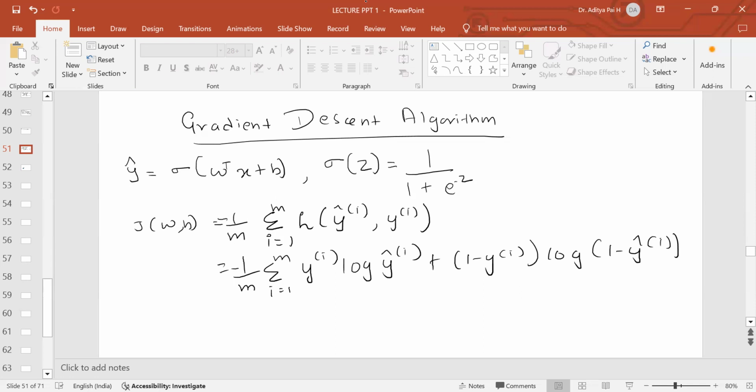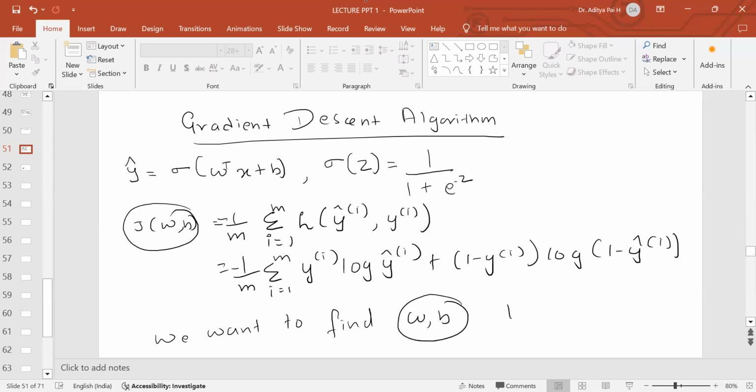And in the gradient descent, what we exactly want is how do we get the minimized cost? So this is what we are supposed to get. So we want to find the W comma B that minimizes J of W comma B.